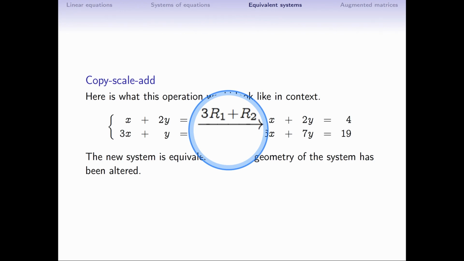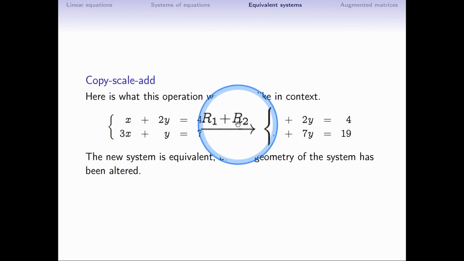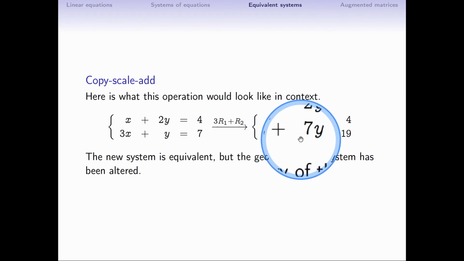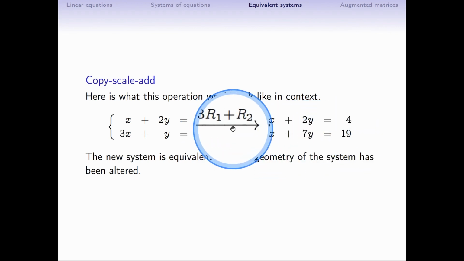Now remember, I'm working with a copy of row 1 and I'm having an effect on row 2. So when I look to the right here, I will see exactly the same row 1. I will see x plus 2y equals 4. And here in row 2, I will see my altered row 2. I will see the effect of this type 3 operation on row 2.